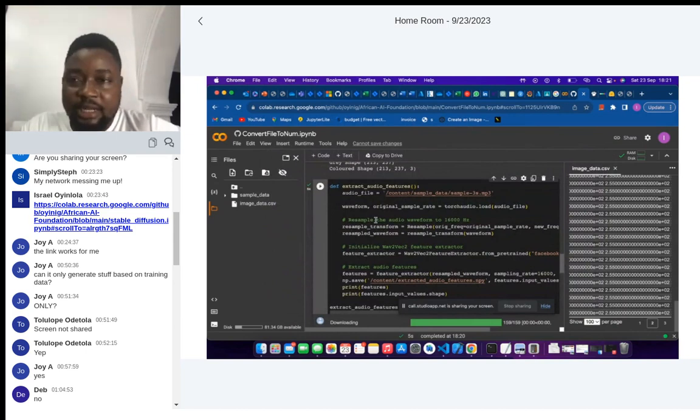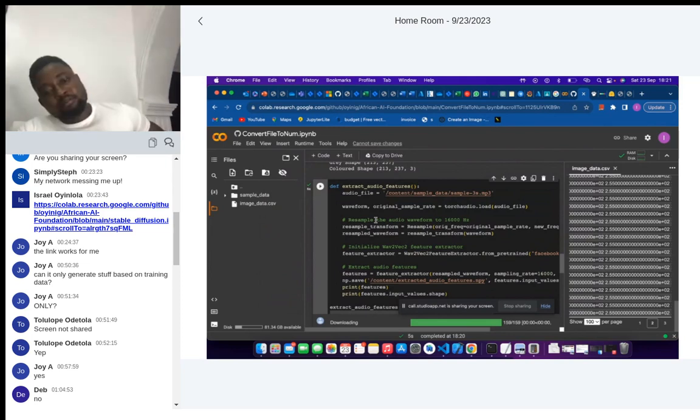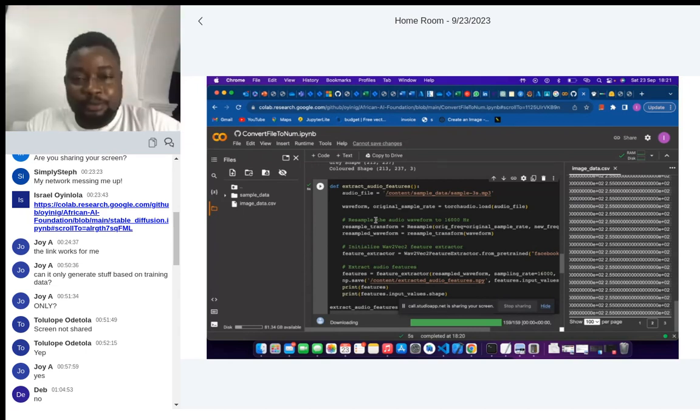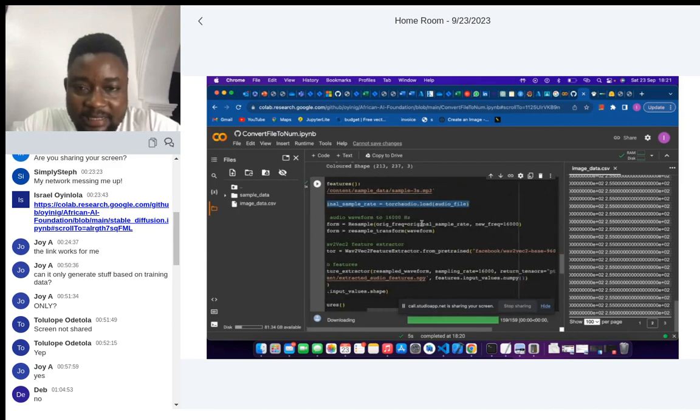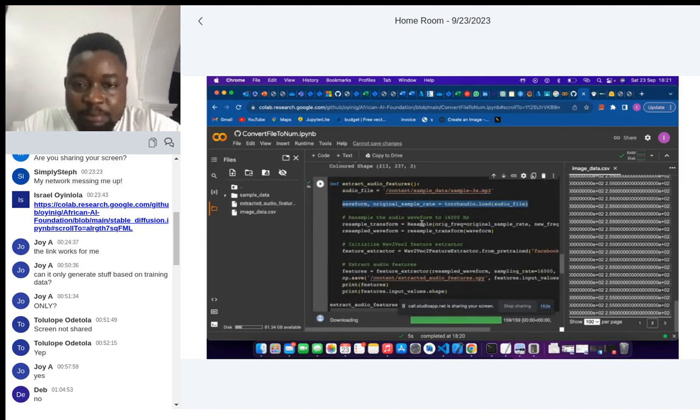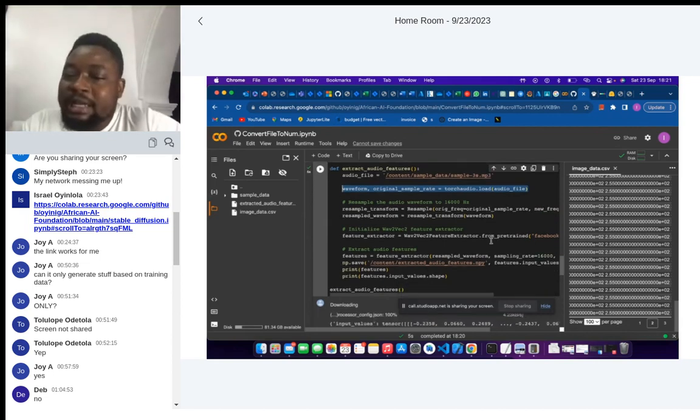So here there are lots of ways to handle audio. One way is what Dr. Tolu showed us in the last class, where you can do a frequency spectrogram, right? But there are a whole lot of ways. Here in this line, we are loading the audio file. We're referencing the path to the audio file, and loading it with torchaudio.load, and we are trying to get the original sample rate.